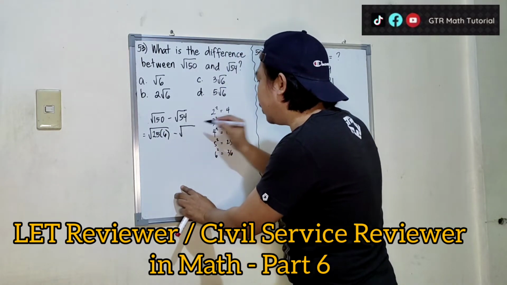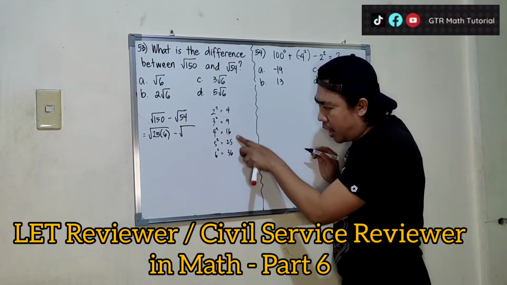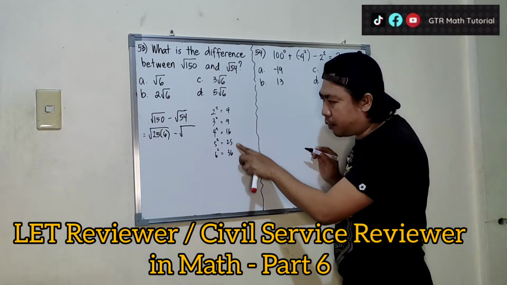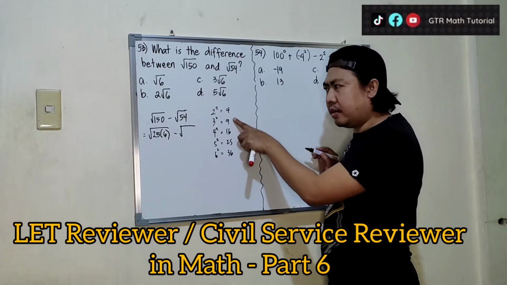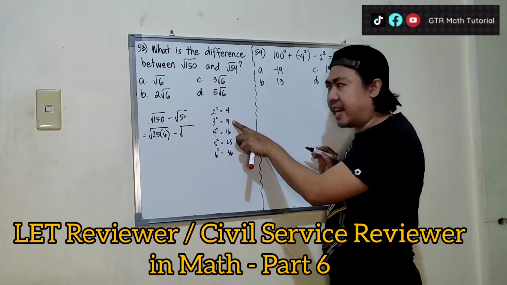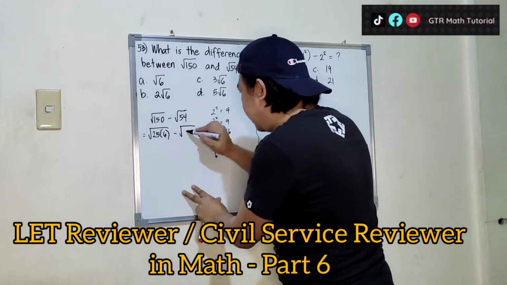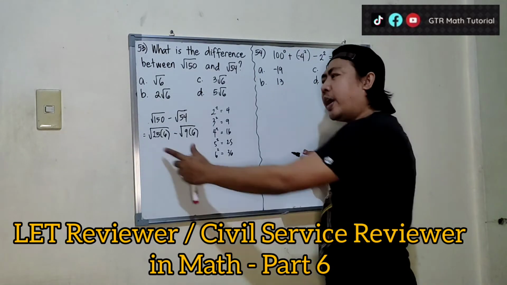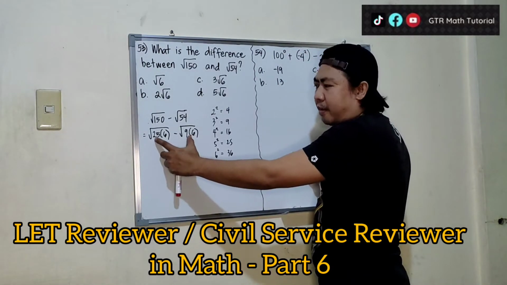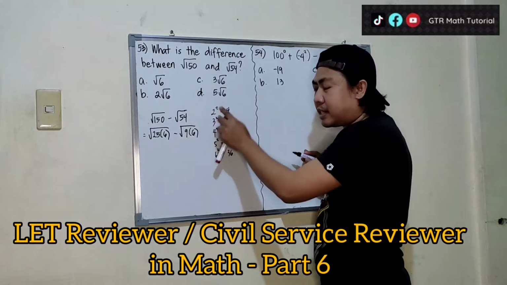Minus square root of 54. So, anong factors ng 54 na meron dito? Sa 4, hindi pwede. Sa 9, ayun, so pwede sa 9. So, 54 is equal to 9 times 6. Okay? So, 54 is 9 times 6. Okay, so kaya natin pinactor na may perfect square yung isa para ma-simplify natin.